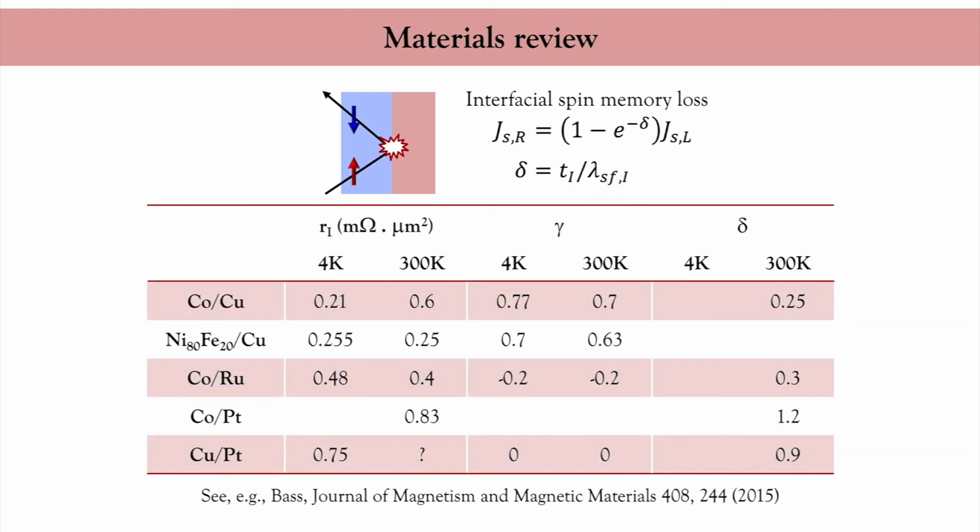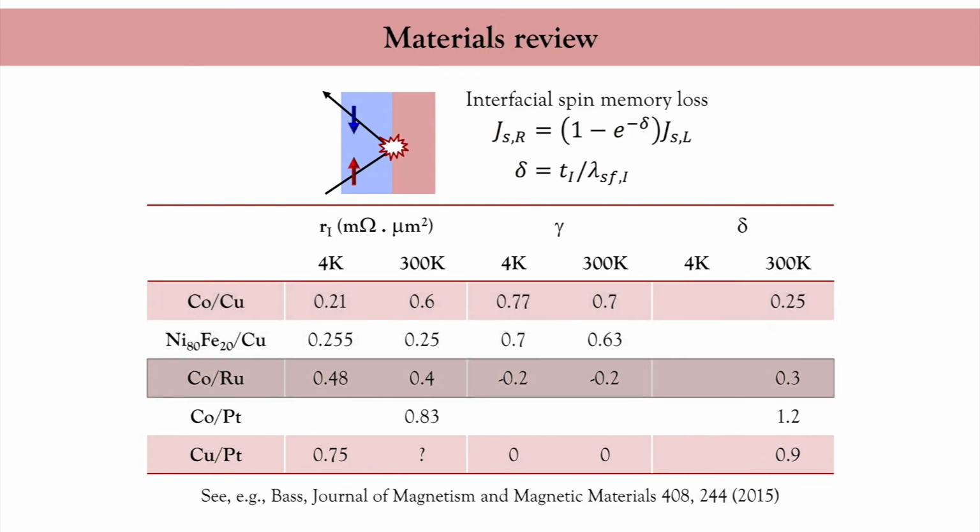In this table, I give some of the numbers obtained in the literature. Cobalt copper and permalloy copper are two of the most popular interfaces in spintronics devices. They pretty much look alike, although cobalt copper shows a larger interfacial resistance. Notice that they both display interfacial polarization that is a bit larger than the bulk polarization of cobalt or permalloy. Finally, they both possess decent spin memory loss, about 0.25.